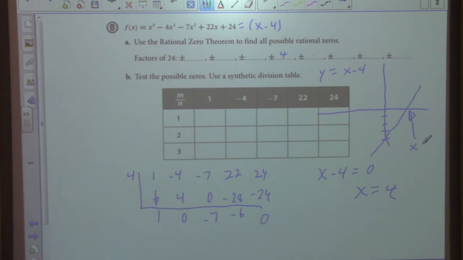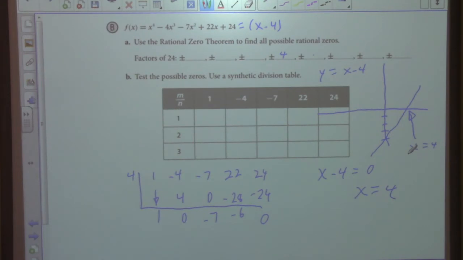At x equals 4. So the function is y equals x minus 4, but the x-intercept related to the function y equals x minus 4 crosses the x-axis at x equals 4. Okay, so this is one thing that really takes some time and some thinking and some experience getting used to, because it really is not super intuitive, is it?